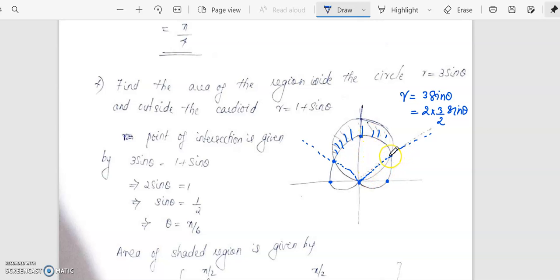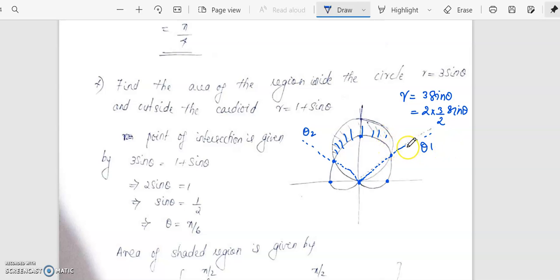To find the area, you integrate, so you find the area under the circle from this theta value to this theta value. Let us call it theta 1 to theta 2. So for the circle, find the area from theta 1 to theta 2. So we will get the total area above these two rays. From that, integrate the cardioid from theta 1 to theta 2. When you subtract both the areas, you will get the required area of the shaded region.